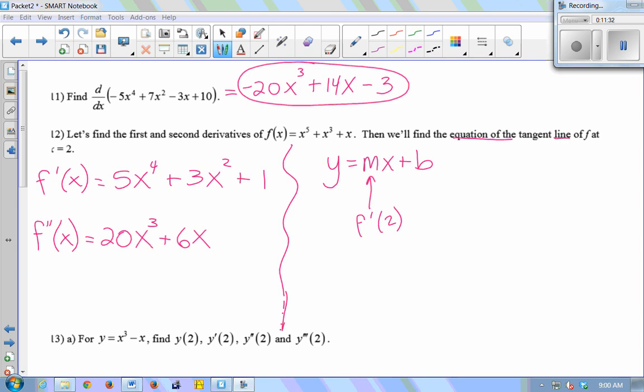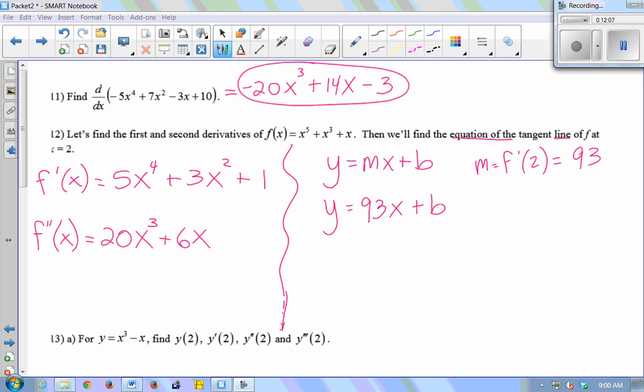And then b, we'll figure that out later. Let's figure out what m is. So m is f prime of 2. So I'm just going to plug a 2 into my f prime function. 2 to the 4th would be 16 times 5 is 80, plus 2 squared is 4 times 3 is 12, 92, 93. So 93 is my slope. So I'll go ahead and put that in. y equals 93x plus b.